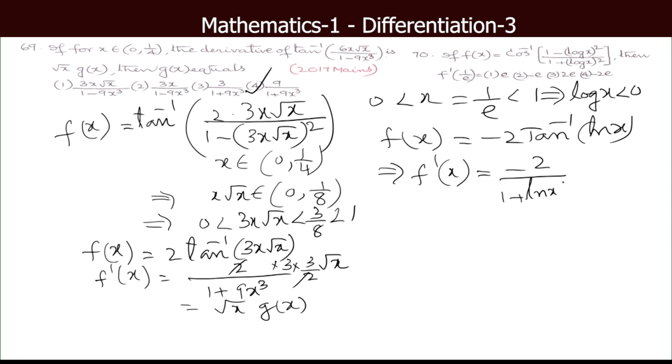So therefore f(x) is minus 2 tan inverse ln x, and f'(x) is minus 2 by 1 plus (ln x) whole square into 1 by x. So f'(1/e): when you replace x by 1/e, ln(1/e) is minus 1, (ln x) whole square is 1, 1 plus 1 is 2, and 2 and 2 can cancel, therefore this is minus e, which is option 2.